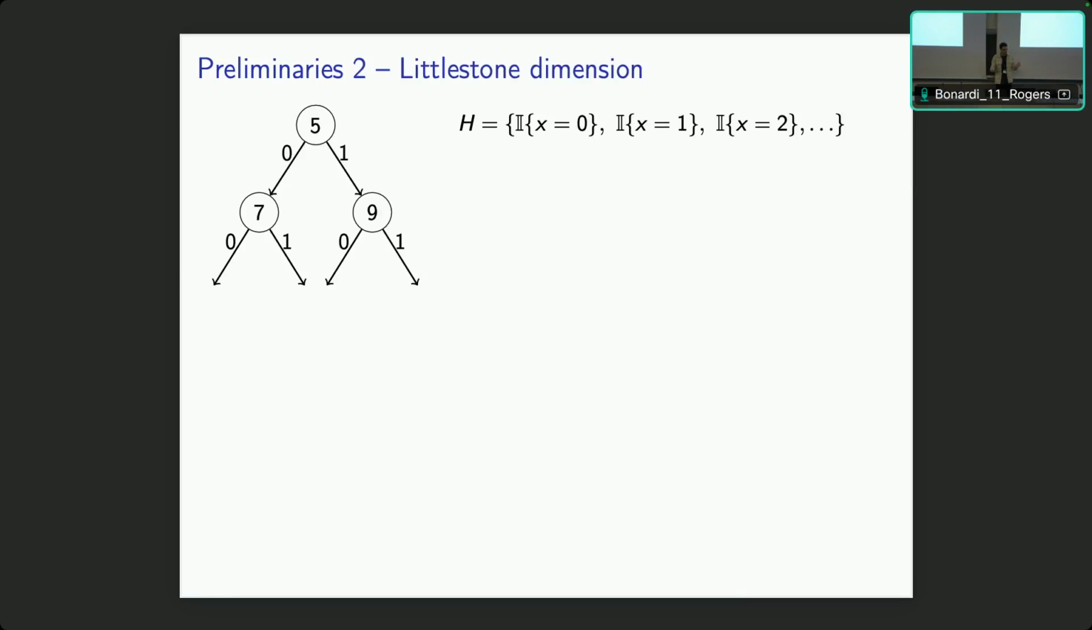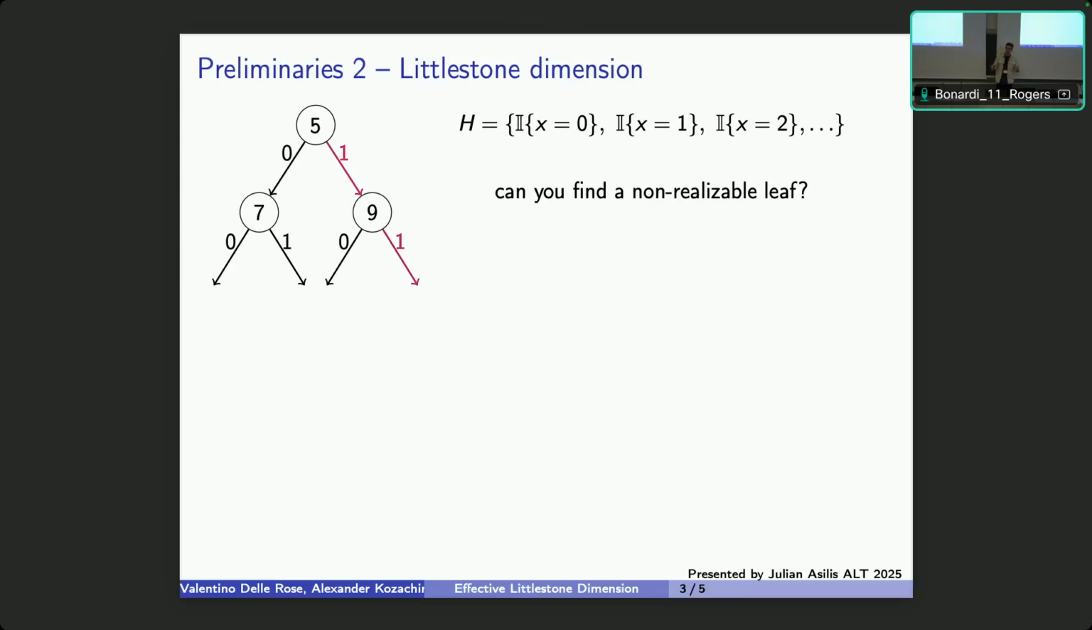Let's just say that my hypothesis class right now is indicators of all the natural numbers. So just a spike of 1 at every possible natural number. Can you find a non-realizable leaf for this Littlestone tree? Probably you can. It's the one where I take the path of 1 from 5, then the path of 1 from 9. This couldn't have been realized by H because there's no hypothesis in H that ever outputs the label 1 two times. That's the idea of realizable versus non-realizable leaves in this tree.